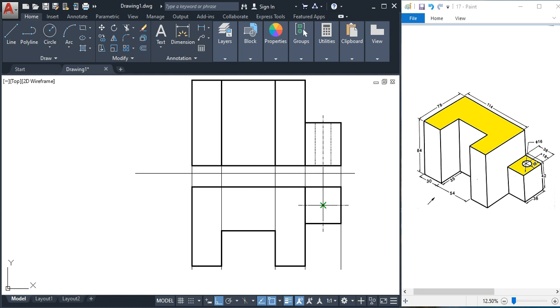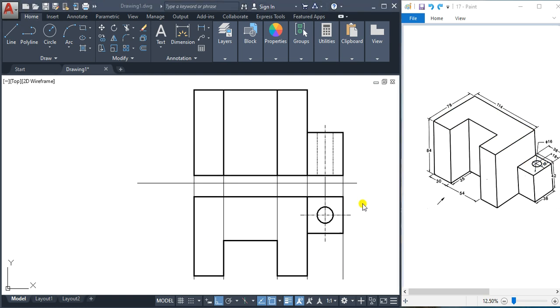Diameter 16 means radius is 8. So this way you can draw a circle, and you can darken this circle. So like this you can draw the top view of this object.